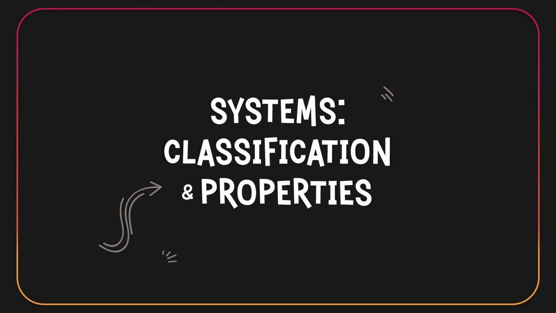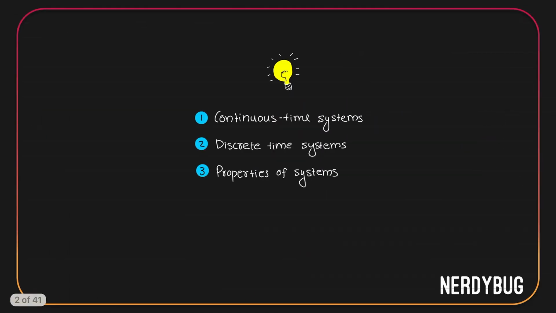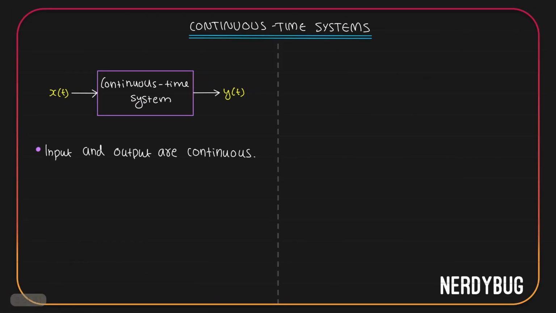Today we are going to start with systems, their classification, and properties. We'll first learn the classification of systems, that is, continuous time systems and discrete time systems, and then we will move on to some basic properties of systems. First, let us understand what is a continuous time system. If the input and output of a system are continuous, then we can call it a continuous time system. Or you could say that it will convert a continuous time input into a continuous time output.